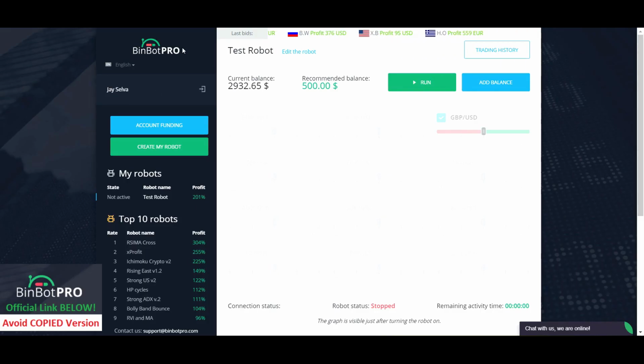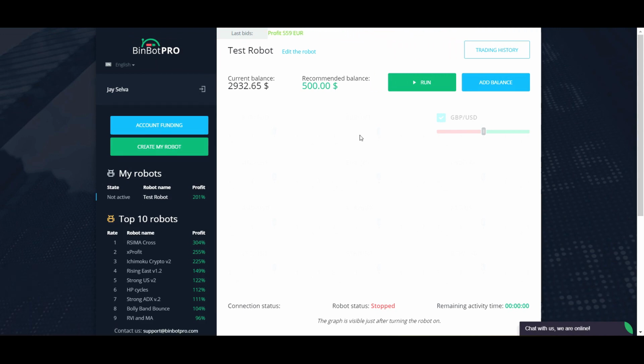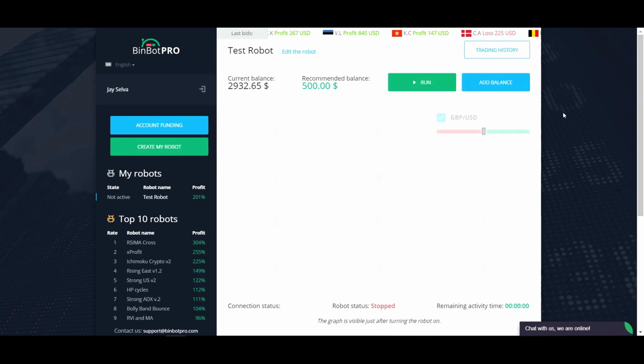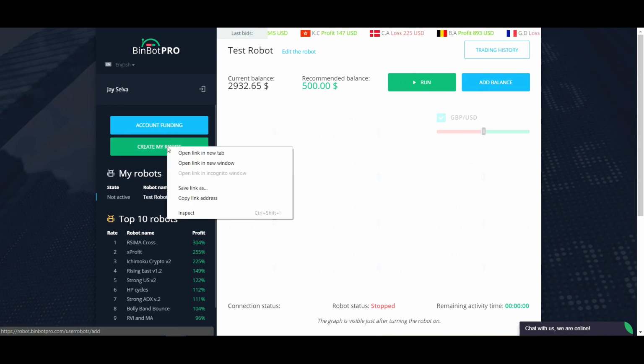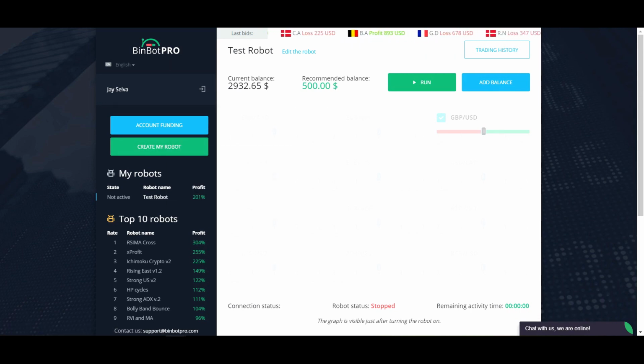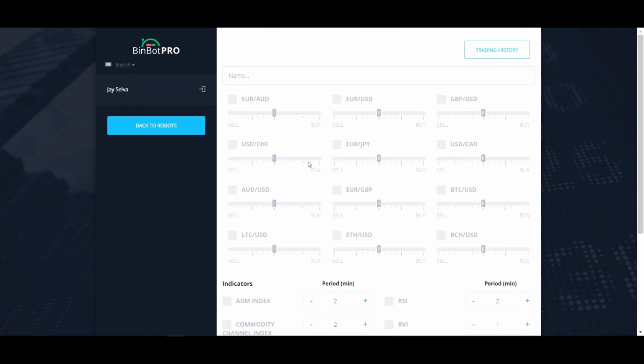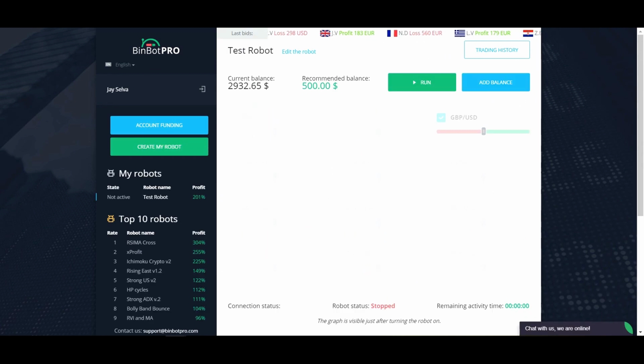Alright guys, so what you can see in front is the BinBot Pro trading platform. If this is the first time you're seeing it, it's basically an automated trading system that runs on certain settings that you input into this robot. Say for example, you can enter create my robot, and then you can choose these settings here that you're going to set, and also choose the assets that you're going to trade. And then after you've done the settings, you just click run and it will do everything for you. So basically it will choose the entry point and also the expiry on the trader's behalf.